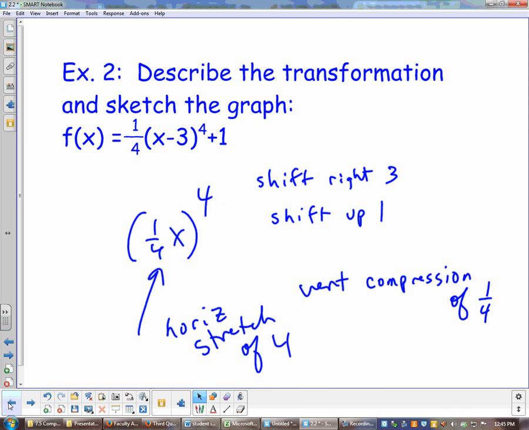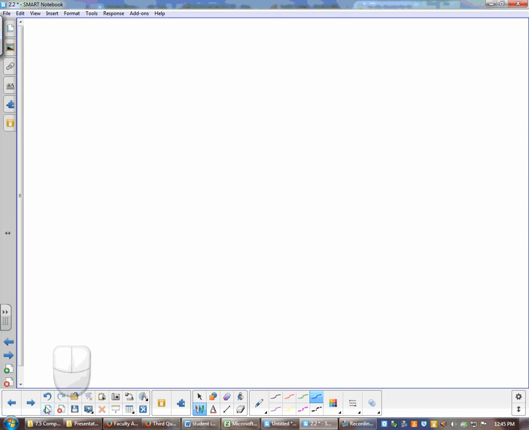So let's do the first one together. So we're doing this letter A. So it's f of x equaling x cubed minus 2x squared minus x plus 1. So what is the degree of this function?